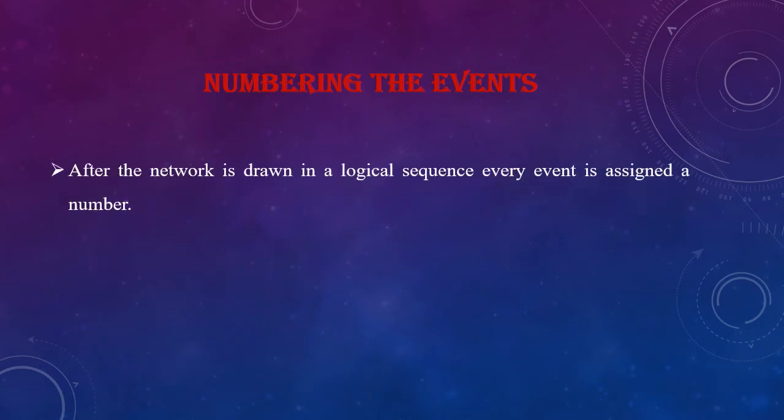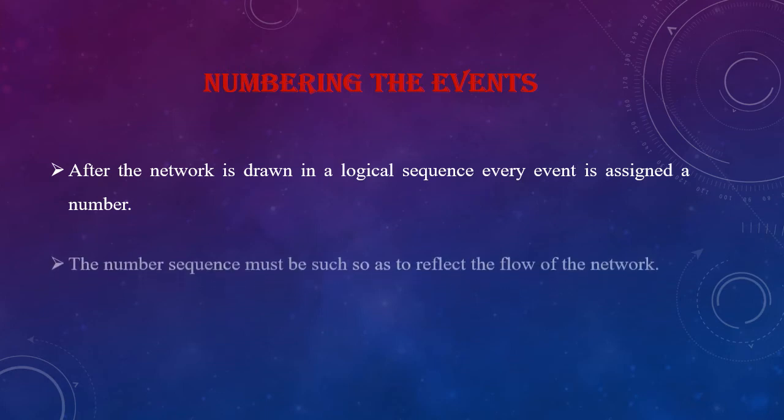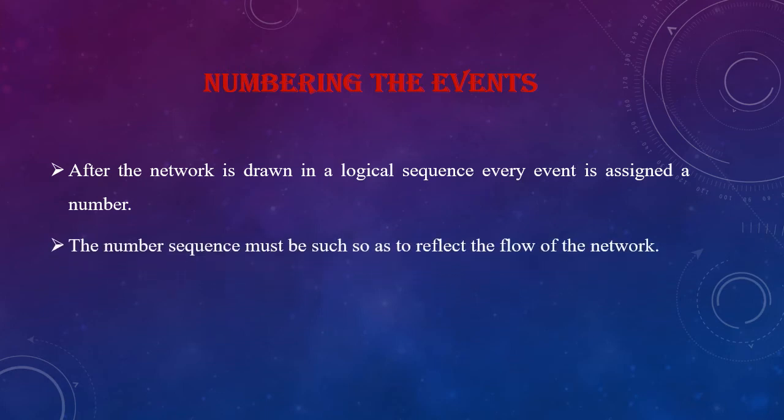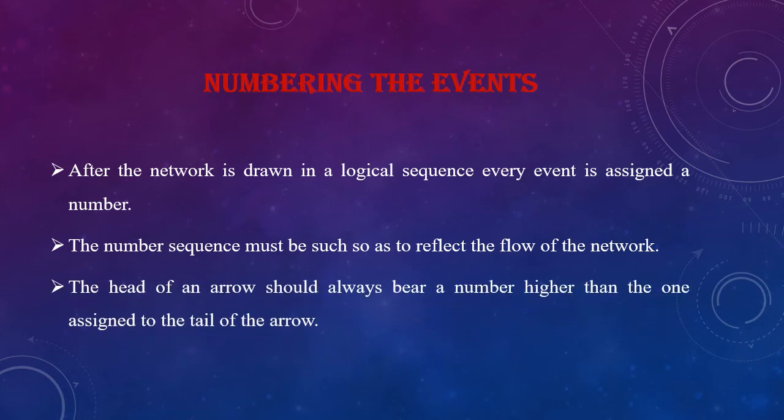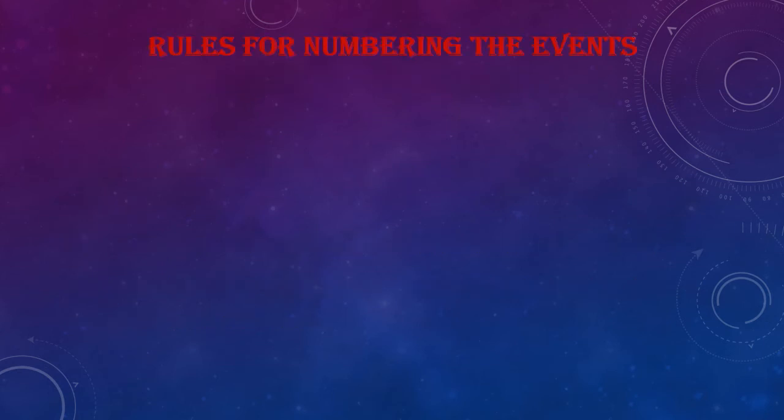Numbering the events. After the drawing of the network diagram in a logical sequence, every event is assigned a number. The number sequence must be such that it reflects the flow of the network. The head of an arrow should always bear a number higher than the one assigned to the tail of the arrow.